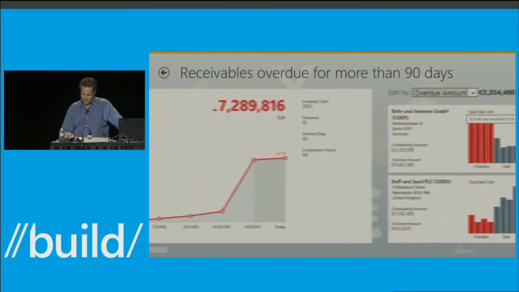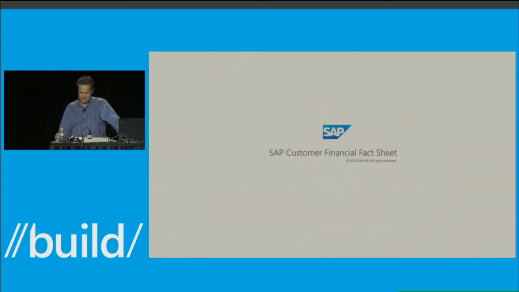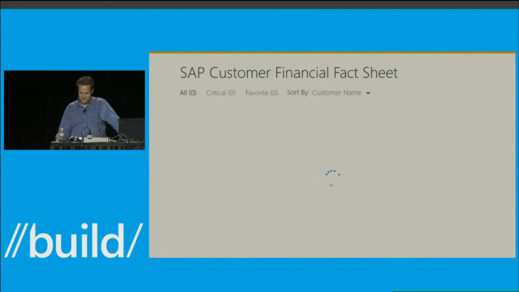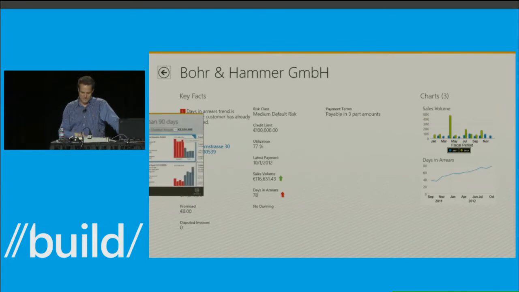The last thing I want to show you is, we talked a lot about app-to-app communication in the last couple of days, and most of the apps are really focused on a specific use case and scenario, but you shouldn't lose the big picture, or you always need to have the big picture in mind. So if I want to see more details about this customer, Bohr and Hammer GmbH, I just select the customer, I launch the customer in the SAP Customer Financial Fact Sheet, and it should now automatically go to the detail page and show me more information on this customer.